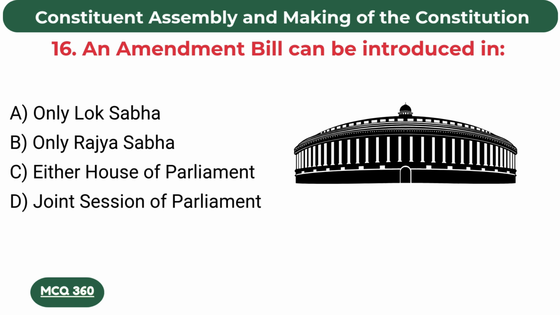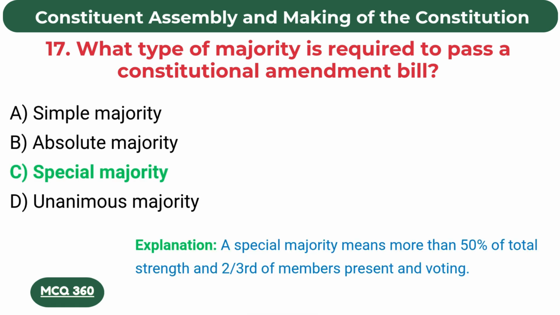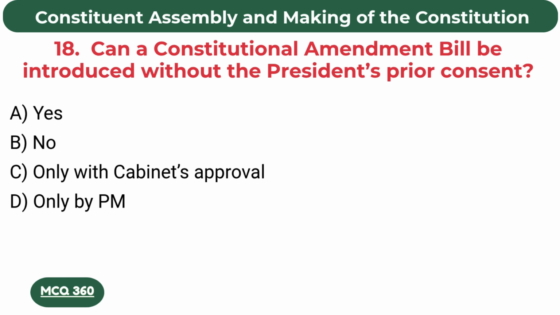An amendment bill can be introduced in either House of the Parliament. What type of majority is required to pass a constitutional amendment bill? Special majority. A special majority means more than 50% of the total strength and 2/3 of the members present and voting. Can a constitutional amendment bill be introduced without the President's prior consent?